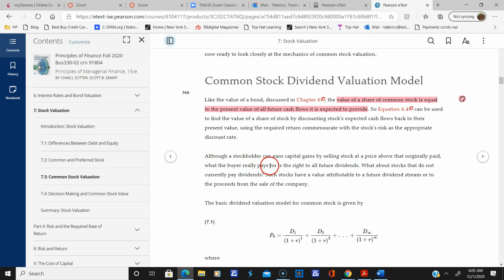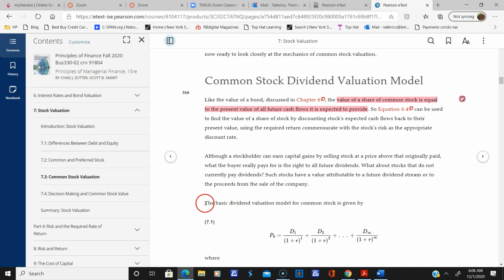All right. Although a stockholder can earn capital gains by selling stock at a price above that originally paid, what the buyer really pays for is the right to all future dividends. Now, there are going to be stocks that don't pay dividends, so we're going to address that soon. How do we value a stock if they don't pay dividends? We'll address that right here. Stocks have a value attributable to a future dividend stream or to the proceeds from the sale of the company.